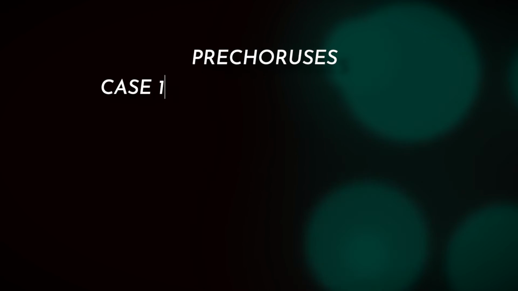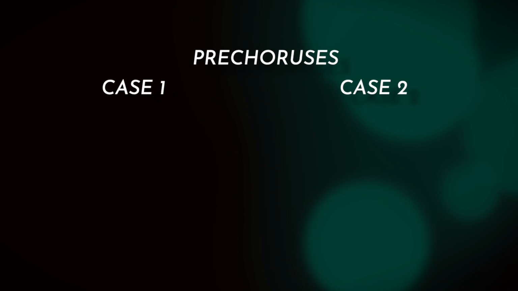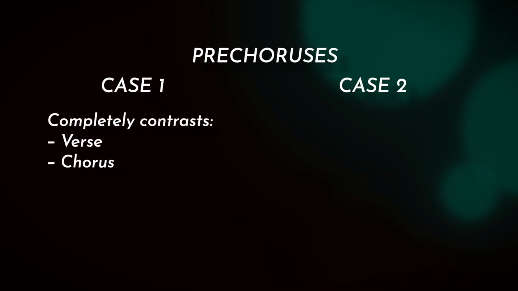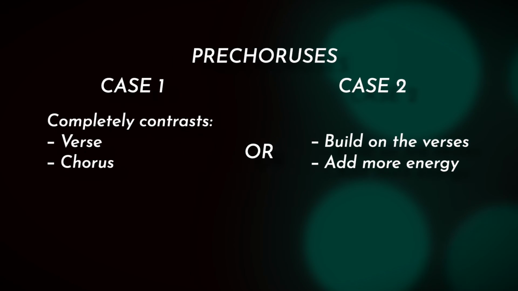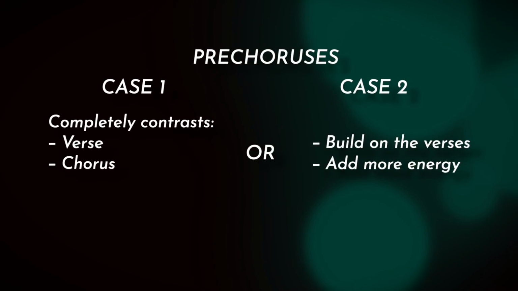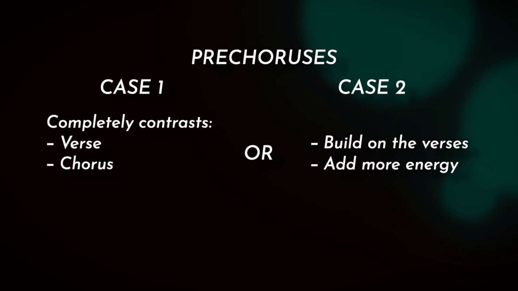While there's no set rule for pre-choruses, we usually see one of two cases. Either the pre-chorus completely contrasts the verse and the chorus and serves as somewhat of a break, or the pre-chorus can build on the verses and add more energy before it leads us into the chorus. We hear this in Odd Eye.